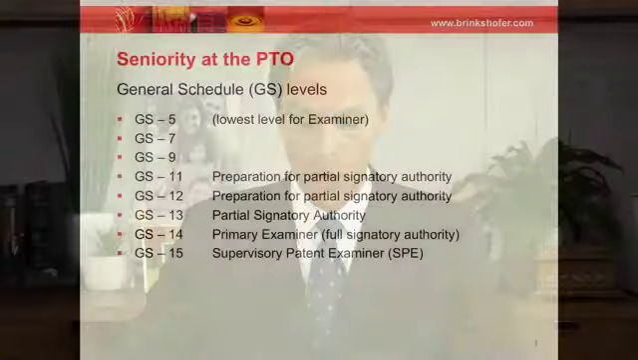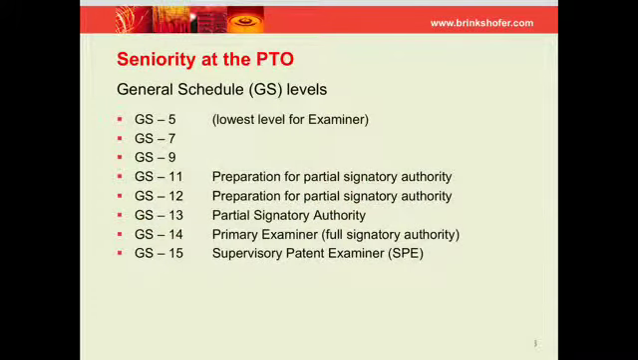We'll discuss in a moment what that is, but basically what they do is they take a test to first be able to prepare for partial signatory authority, after which they are advanced to GS level 13, where they enter the partial signatory authority program. That's a program where basically they're being prepared to allow them to sign certain documents within the patent office.